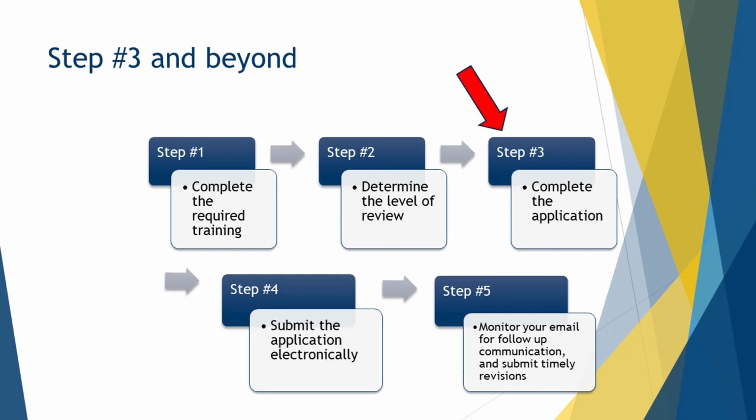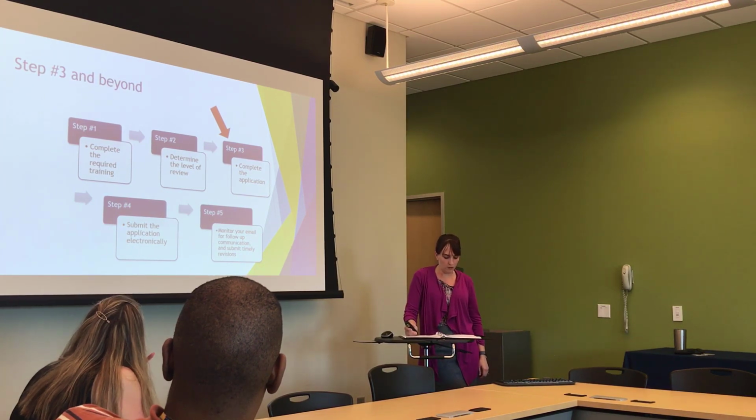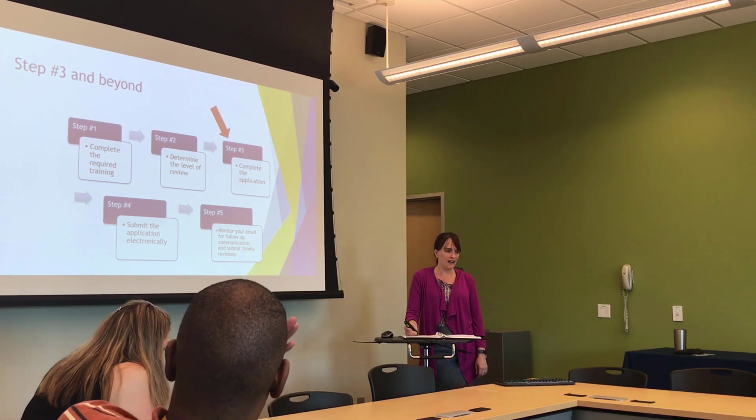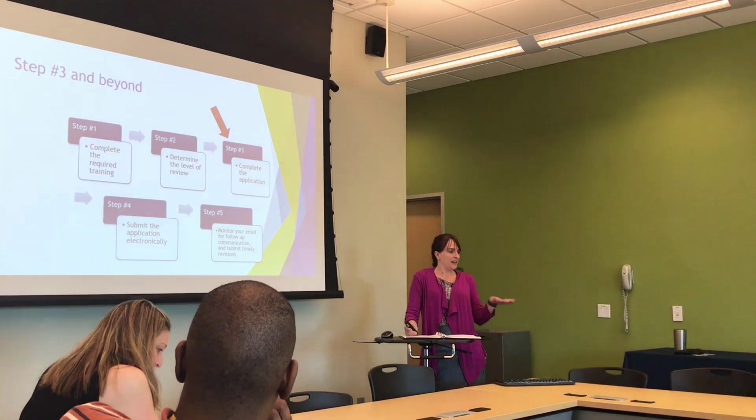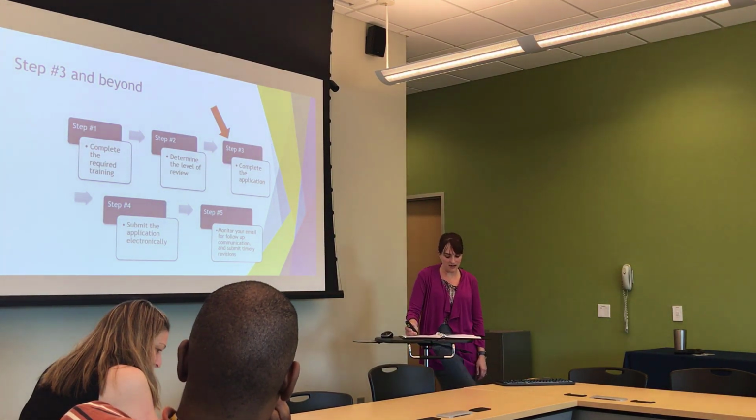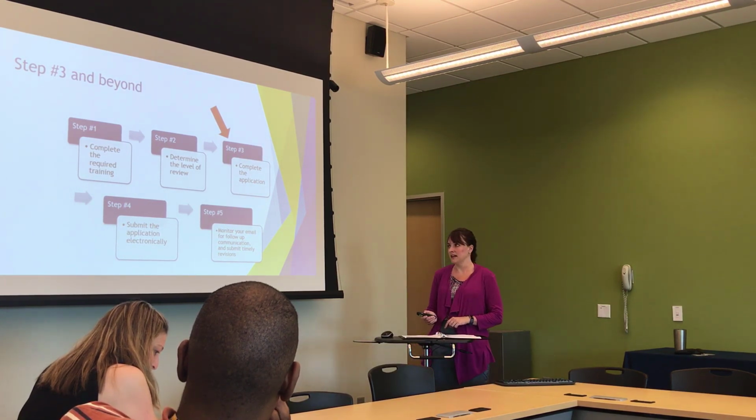All right, so step 3 of this process and beyond. Once you determine the level of review you need, you are ready to move on to step 3, which is to complete the application. Research eligible for an exemption determination will complete a Form B, application for exemption designation. Research not eligible for an exemption determination will complete a Form A, an application for expedited or full board review. All applications, Form A or Form B, are submitted electronically to instrb@utc.edu, and you'll be notified via email with status updates.